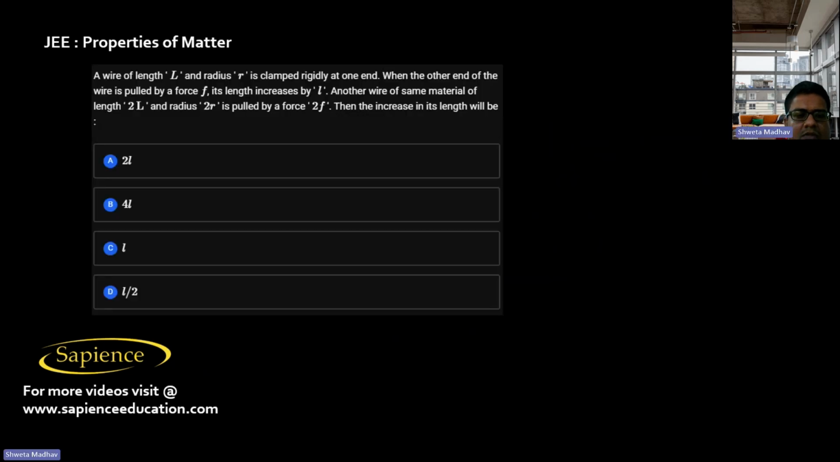Then here it is told a wire of length L and radius R is clamped rigidly at one end. When the other end of the wire is pulled by a force F, force small f, its length increases by L.